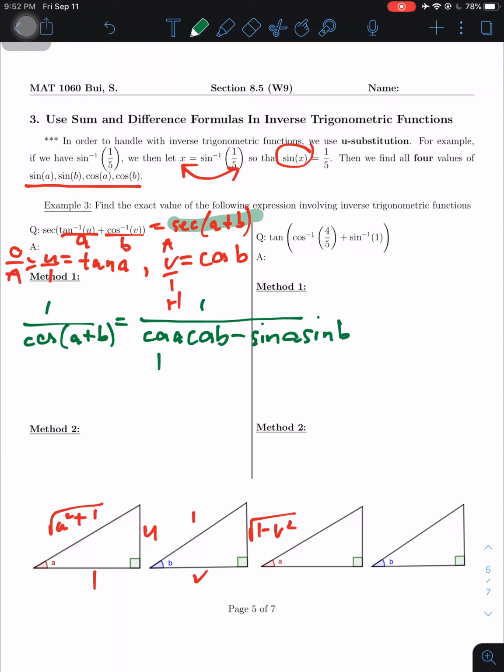Alright, so now what? Cosine of a, what is it? We're going to look for this triangle right here. Cosine of a, cosine is opposite divided by hypotenuse. So, no, adjacent divided by hypotenuse. Excuse me. So we get 1 divided by square root of u squared plus 1.